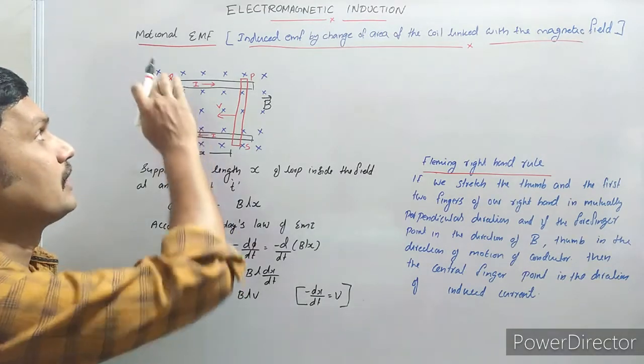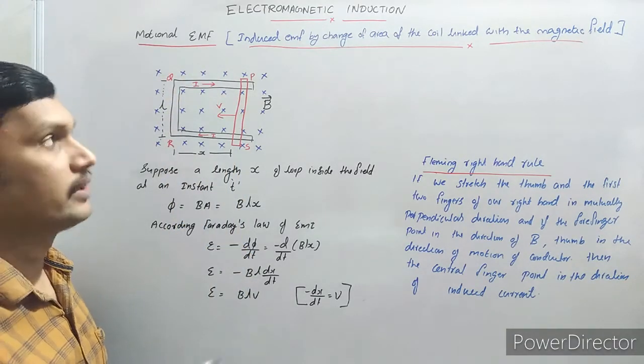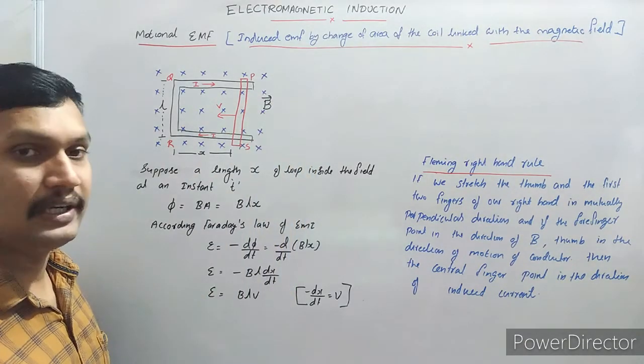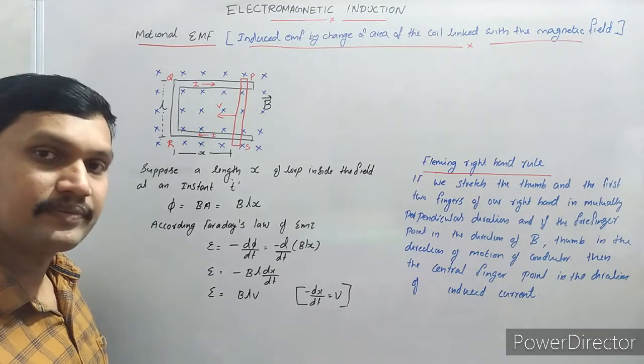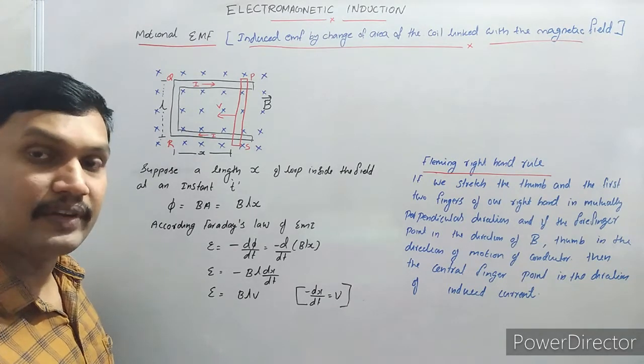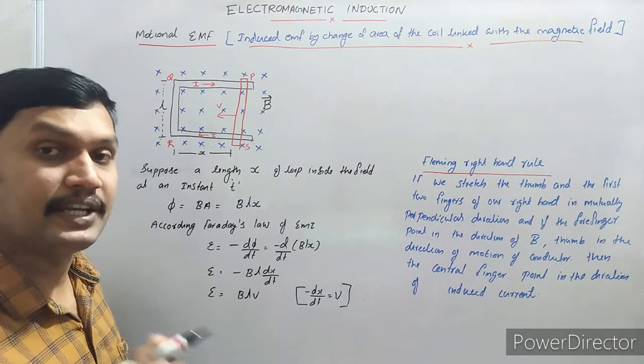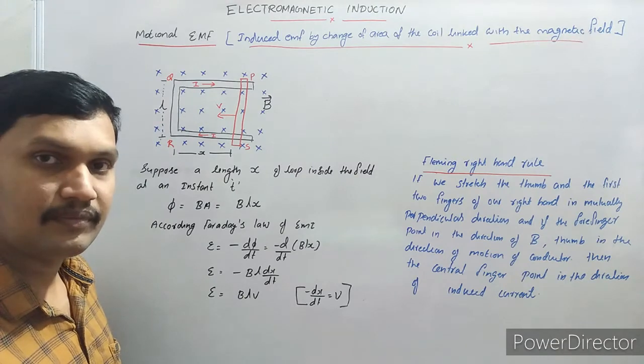Today we discuss the motional EMF or induced EMF by change of area of the coil linked with the magnetic field. In the last session we learned that whenever the magnetic flux linked with a coil changes, an induced EMF and hence an induced current is produced in it.